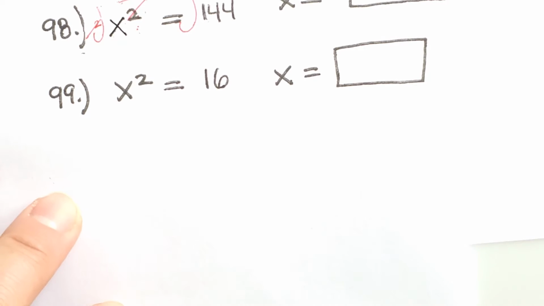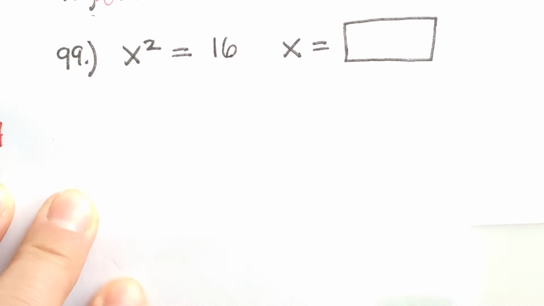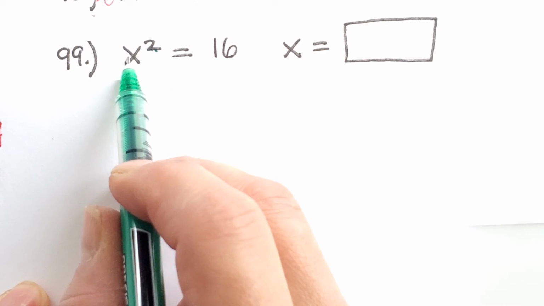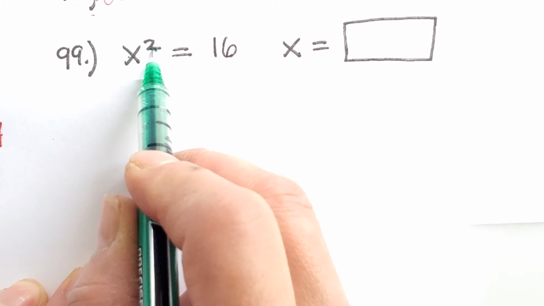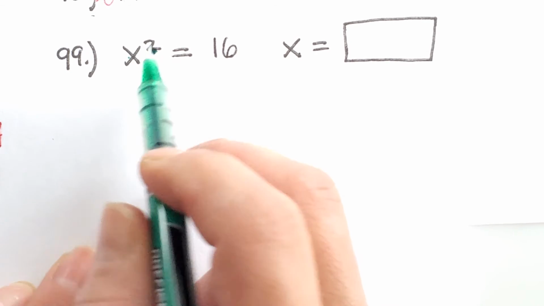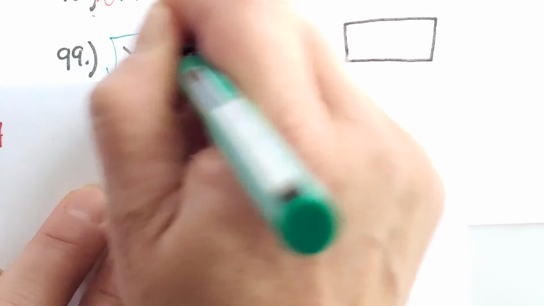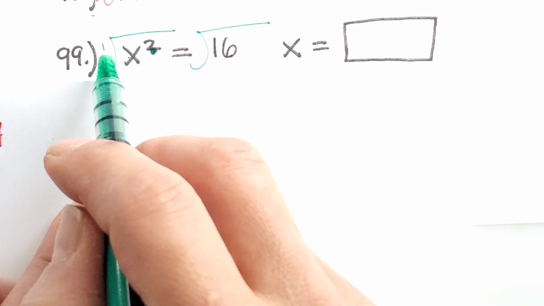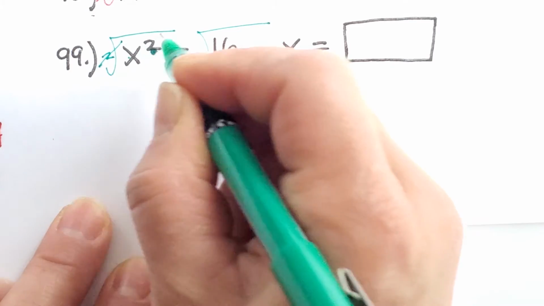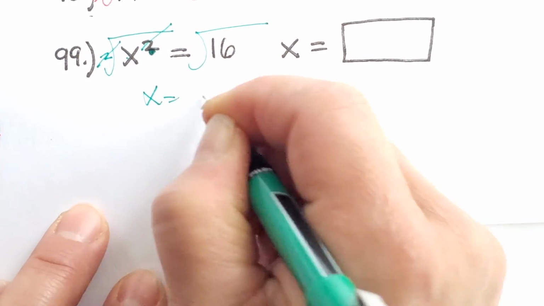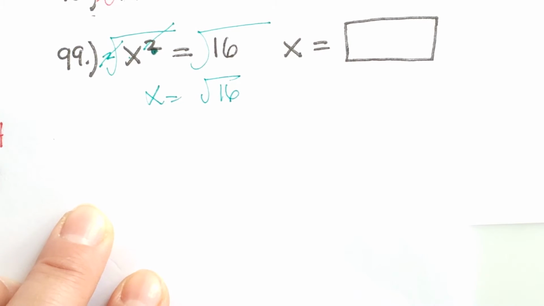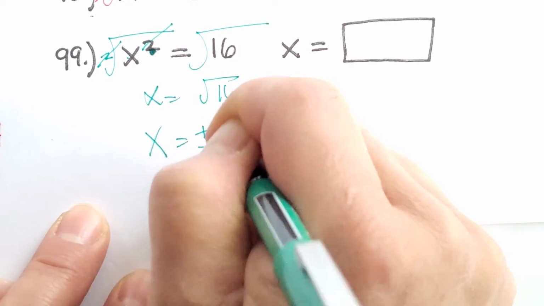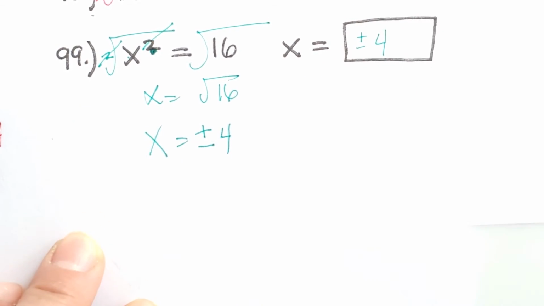Okay, x squared equals 16. So same thing. We don't want to solve for x squared. We want to solve for x. So I need to get rid of this little 2 here as the exponent of x. And so the inverse of squaring is square rooting. So go ahead and put the radical sign on both sides. And remember, when you have an x squared and a square root, they cancel each other out. You're left with x equals the square root of 16. And it's a perfect square. 4 times 4 equals 16. So our answer is going to be x equals plus or minus 4.